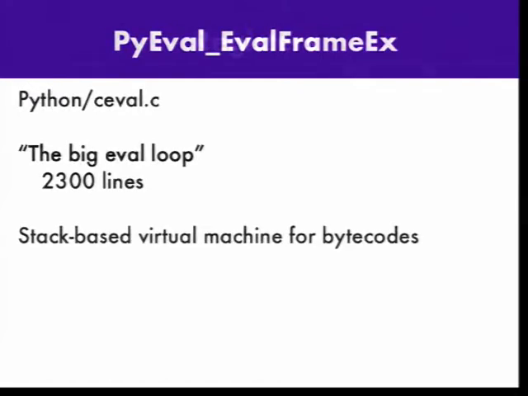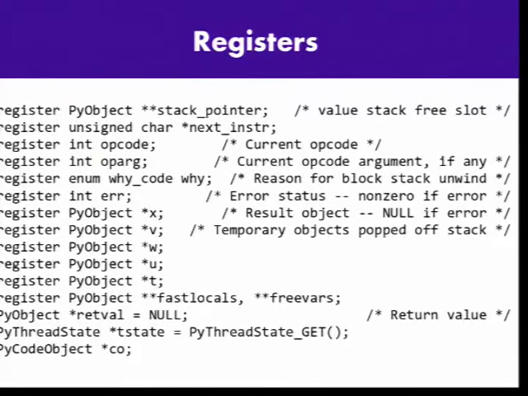So for instance, it has registers. These are all the variables that are declared at the top of that 2,300 line function, PyEval_EvalFrameEx. And you'll notice they all say register. That's kind of an inside joke. In C, the register keyword is almost worthless. But these represent the same sorts of things that a CPU would have. These five here, X, V, W, U, and T, are general purpose registers that are free for implementations of bytecodes to use for whatever they like. This stack pointer up here is basically equivalent to the instruction pointer. And then there's a frame pointer in here somewhere and all sorts of other nonsense. So our virtual machine has registers.